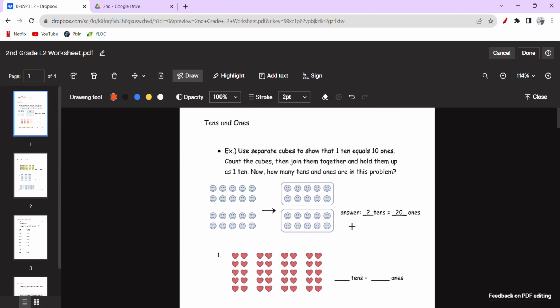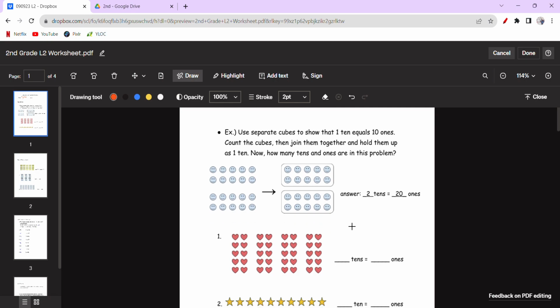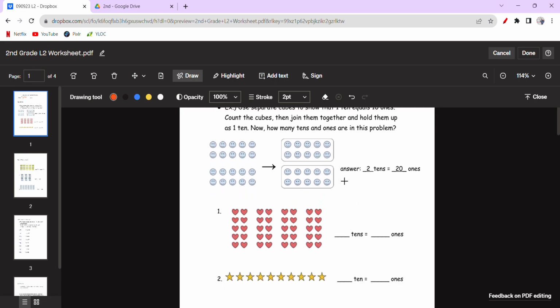Okay, so example, use separate cubes to show that 110 equals 10 ones. Count the cubes, then join them together and hold them up as a 10. Now, how many tens and ones are in this problem? So basically, once you reach 10 of these ones, that will equal 110.